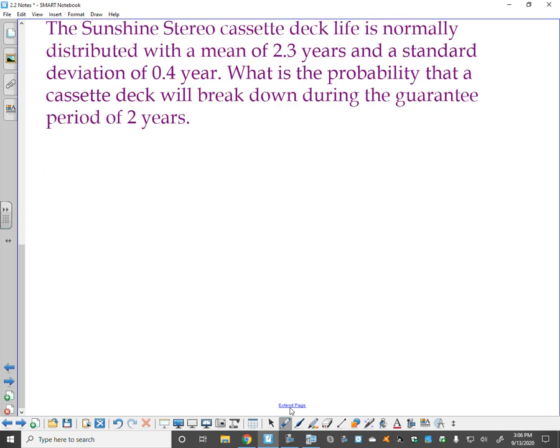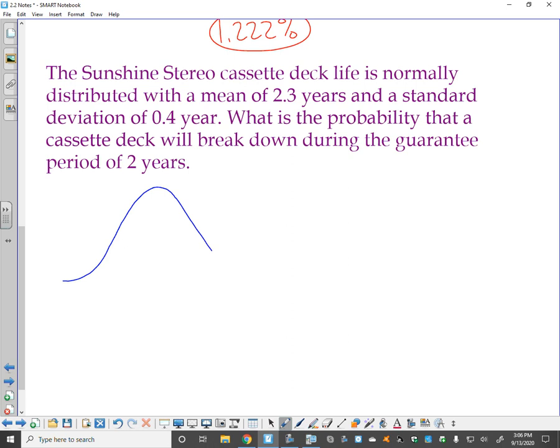Okay, so I'm going to draw us a new curve. I've got a mean of 2.3 years. So X bar is 2.3, standard deviation is 0.4. I'm not going to go in here and do all the tick marks with all the standard deviations above and below the mean. I just want to give you a visual representation of what we're doing. So this is 2.3 years. This is the life of the cassette deck player. I want the probability that the cassette deck will break down during the first 2 years.